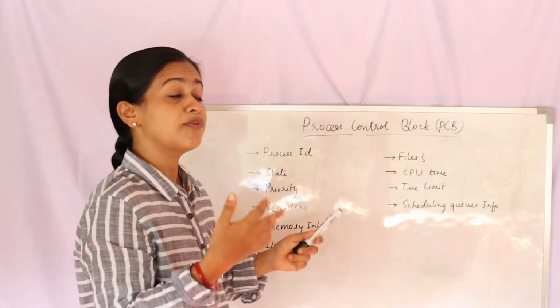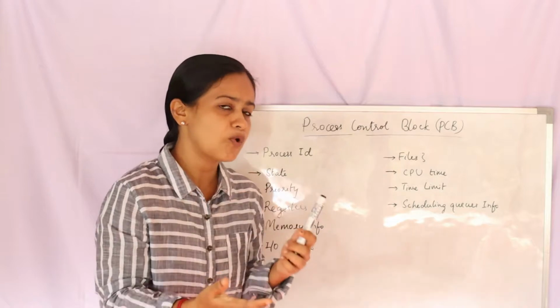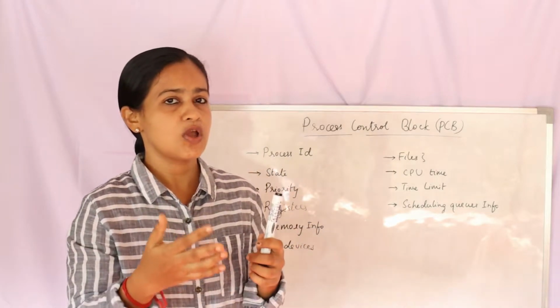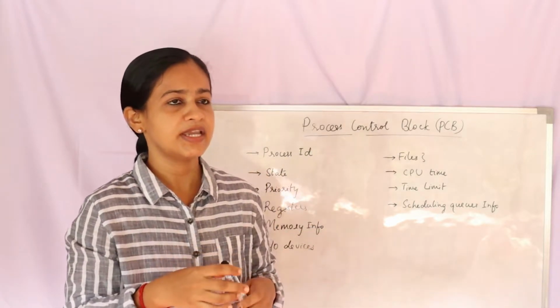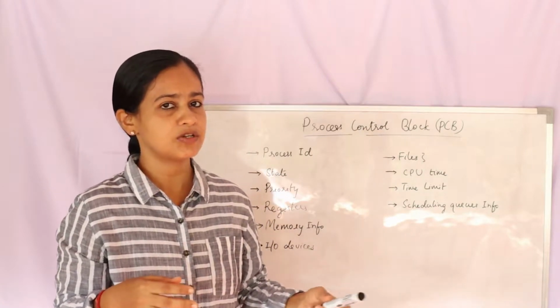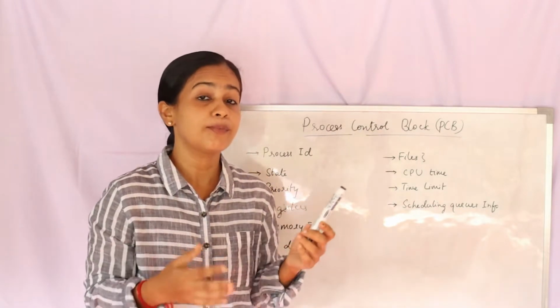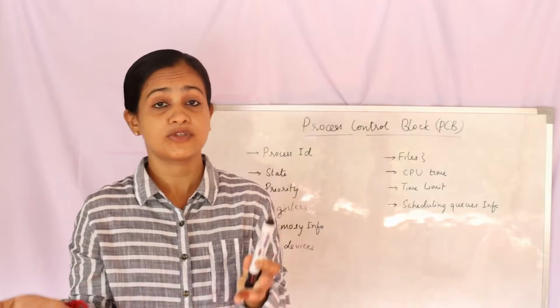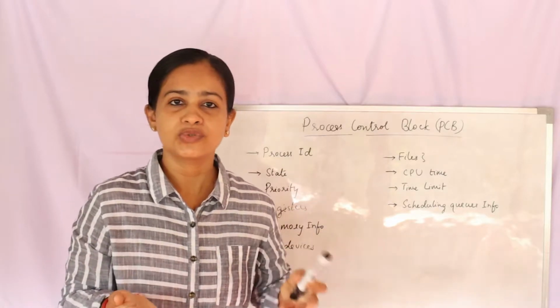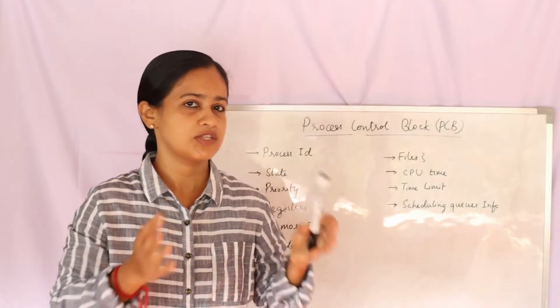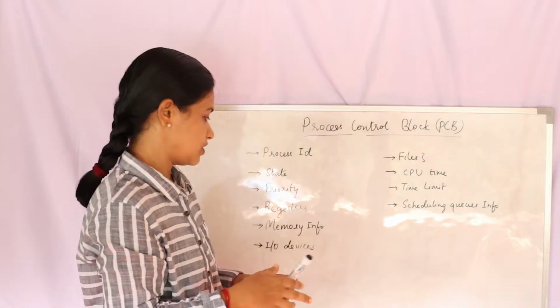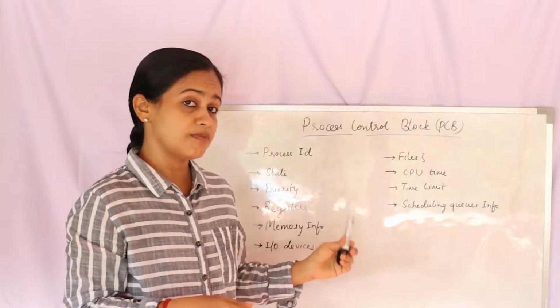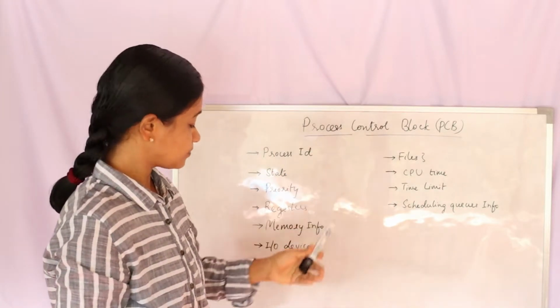Then I have memory info. It can have pointers to various sections of memory of a process. It can have pointer to a stack segment of a process, or it can have pointer to a data section of a process, or it can have pointer to a text section of a process where the machine code is present. So all this memory information is present in here.